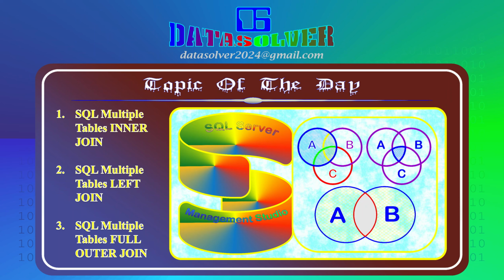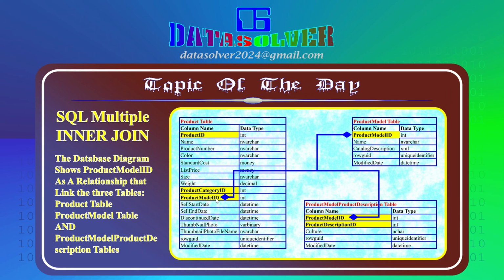You can see the product model ID link: we have product model ID in the product table, we also have product model ID in the product model table, and we have product model ID in the product model product description table. So basically, let us load our SQL Server Management Studio to start the coding.